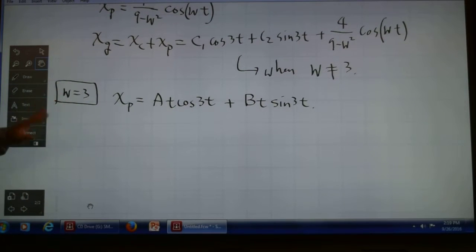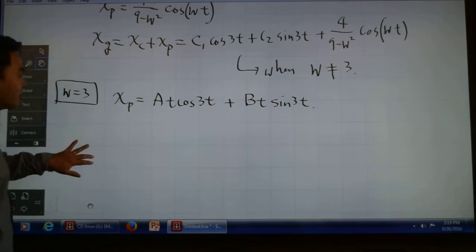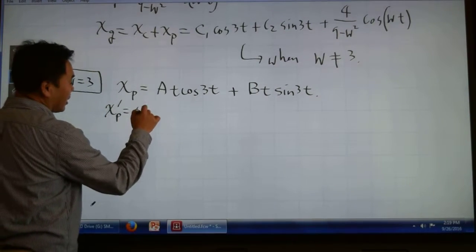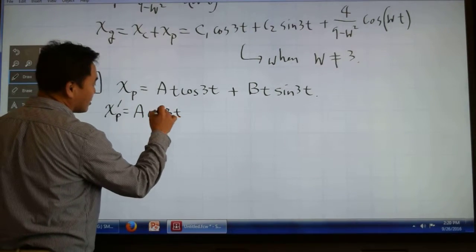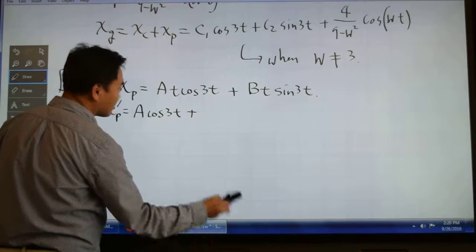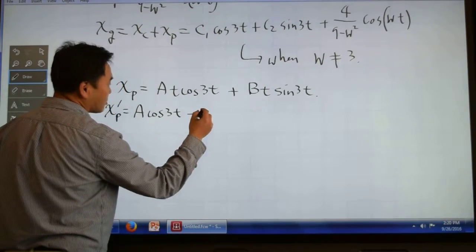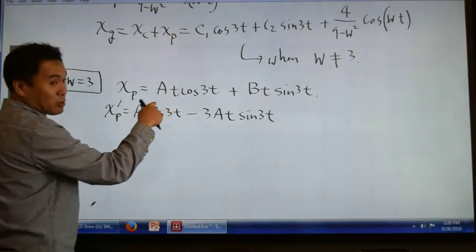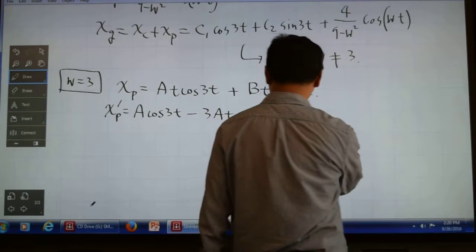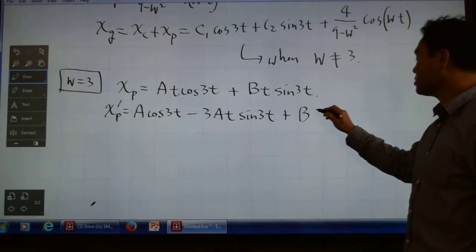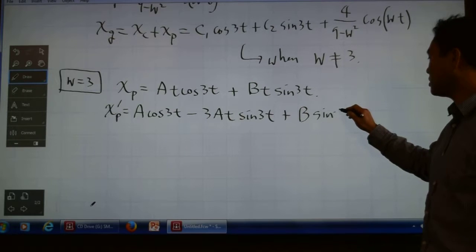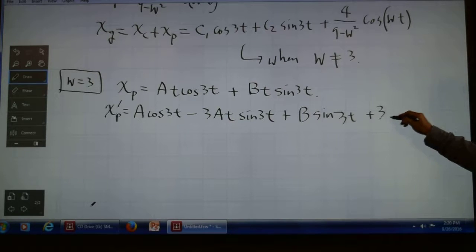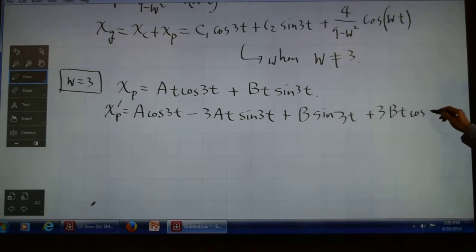And then we have to differentiate this twice and plug it back in. It's a little painful, but let's do it. xp prime is a times cosine 3t, plus, actually minus, 3at sine 3t. That's just the derivative of the first one because I'm using the product rule. For the second one, if I use the product rule, b times sine 3t, and then if I differentiate sine 3t, it's 3bt cosine 3t.